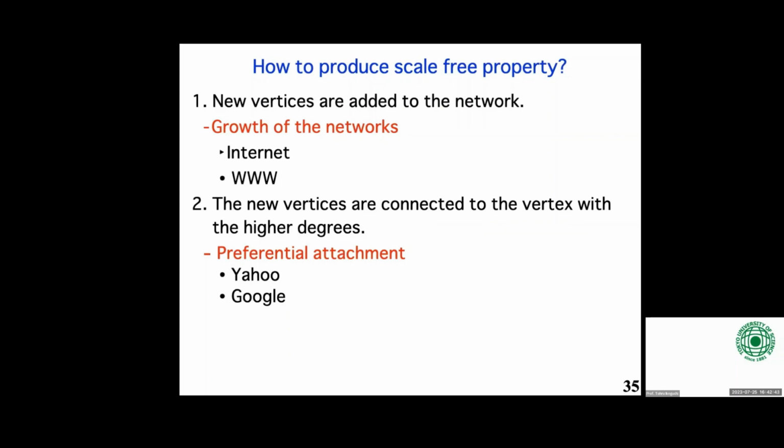This is the model proposed by Barabási and Albert in 1999, and this model has two important characteristics. The first one is growth of the network, which means that new vertices usually connect to an already existing network. So the network grows. For example, when we get a new computer or a new smartphone, we usually connect it to the internet.